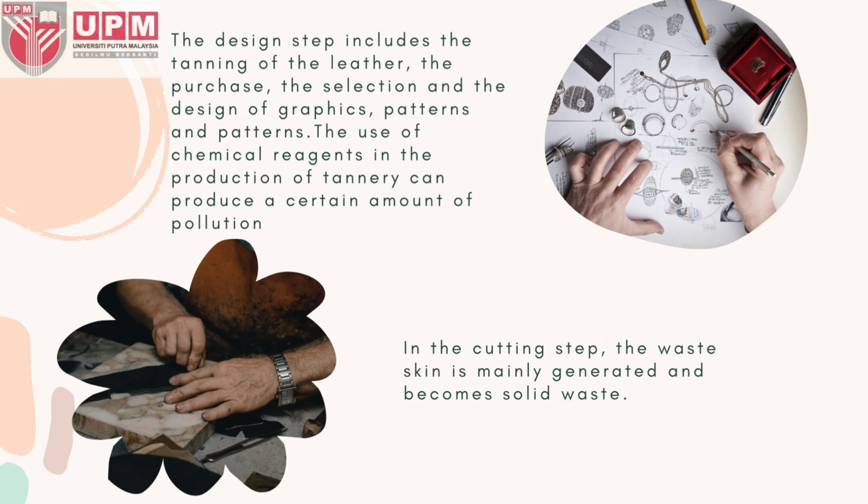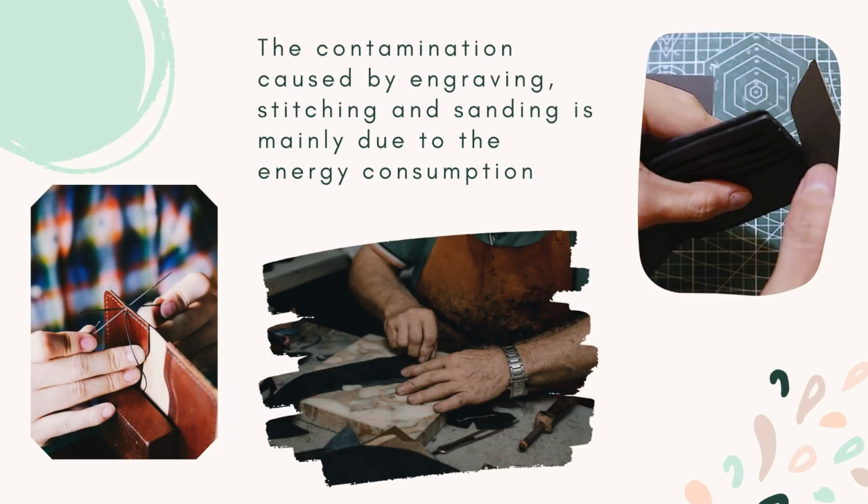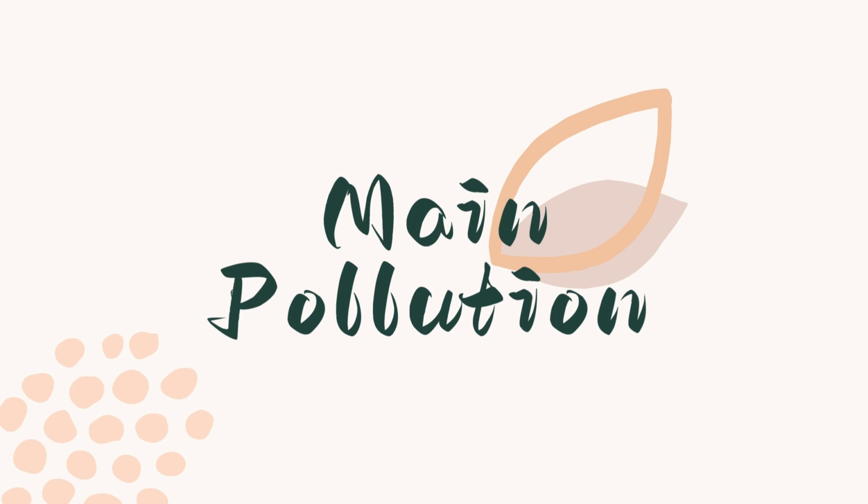The design step includes the tanning of the leather, the purchase, the selection and the design of graphics, patterns. The use of chemical reagents in the production of tannery can produce a certain amount of pollution, and in the cutting step, the waste skin is mainly generated and becomes solid waste. The contamination caused by engraving, stitching and sanding is mainly due to the energy consumption. The fourth part focuses on contamination in the purse-making process, which is roughly divided into 4 types.